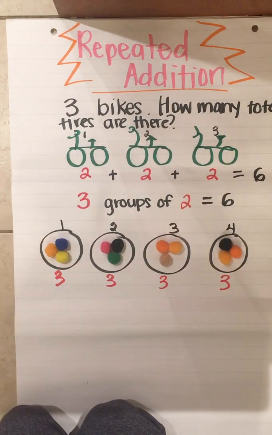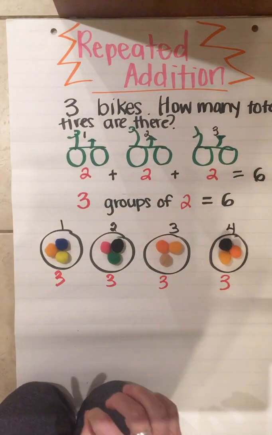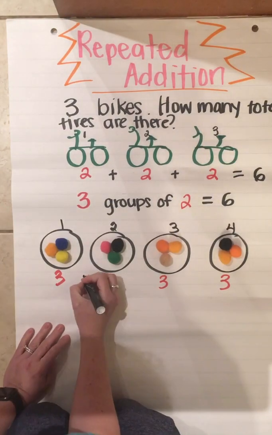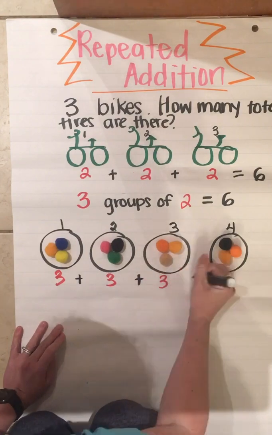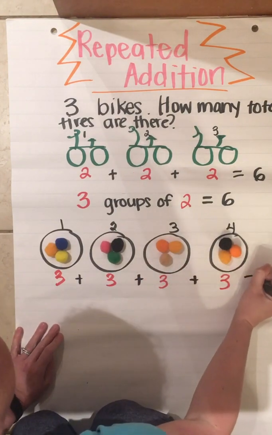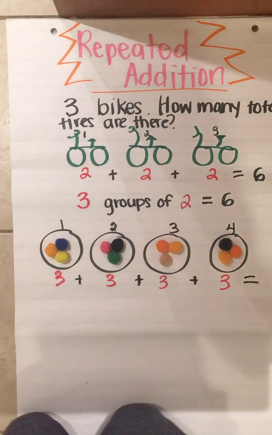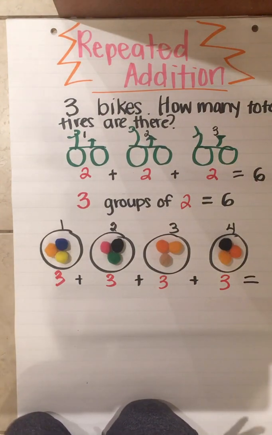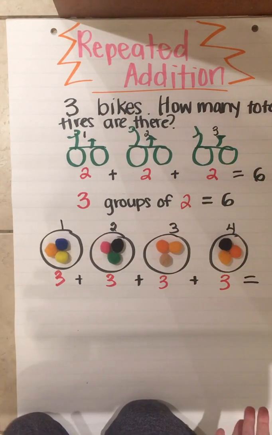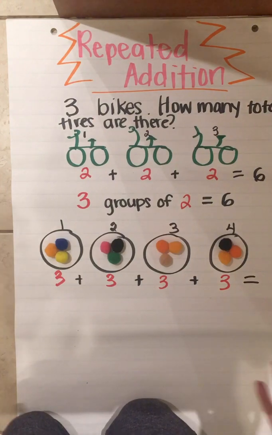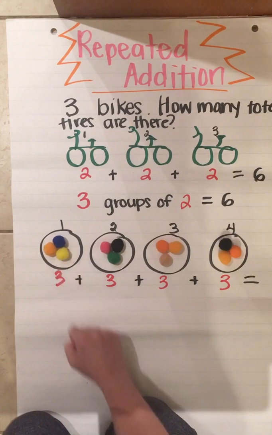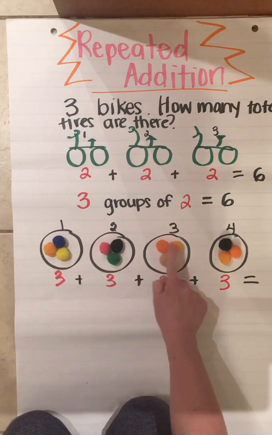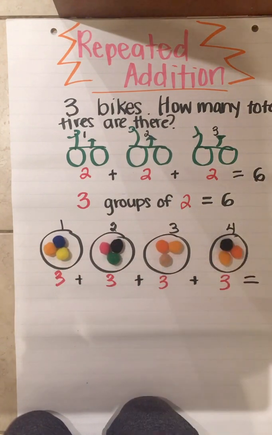Now, if we're showing this in repeated addition, we would say 3 plus 3 plus 3 plus 3, okay? And again, you can solve this using any number of addition strategies that we've practiced in the past. For example, because I can move these, I can actually count 1, 2, 3, 4, 5, 6, 7, 8, 9, 10, 11, 12, okay?